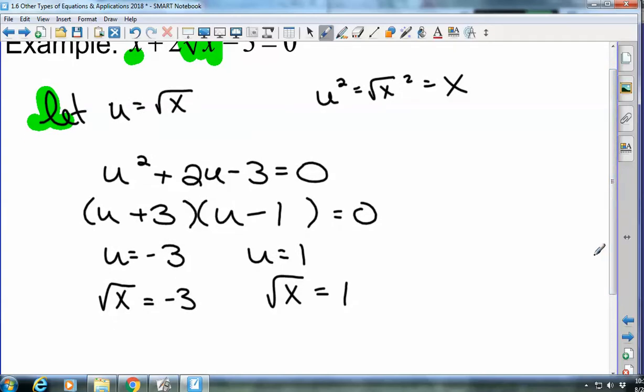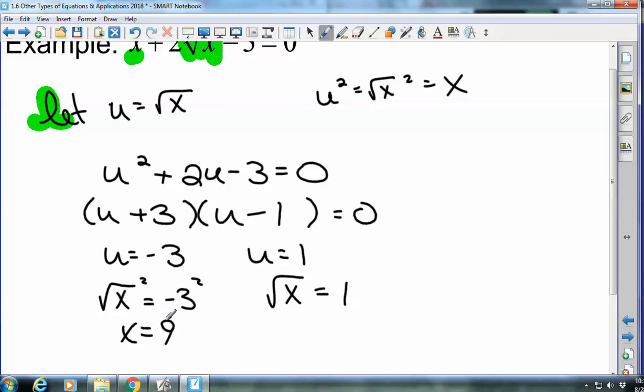Now this problem has radicals in it. Anytime you have radicals, you need to be aware that you might get answers that don't work. Do you see any problems right now? Yeah, a square root always gives you a positive answer, doesn't it? If I say the square root of 9, the answer is 3. Square root of 25 is 5. Can a square root equal a negative? No. You can catch it right now.